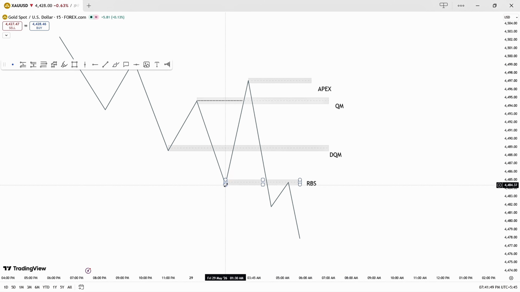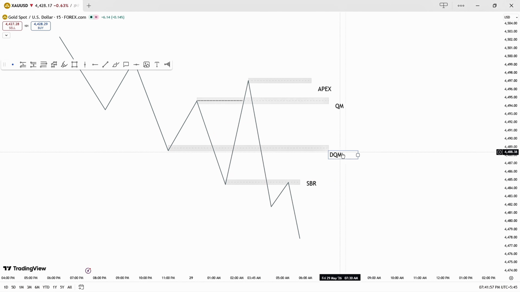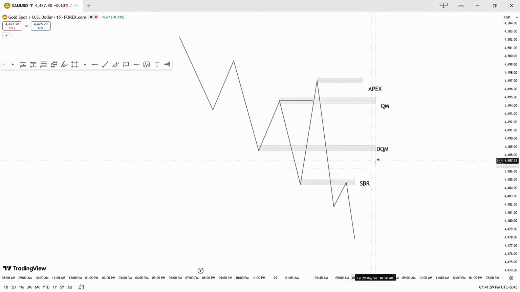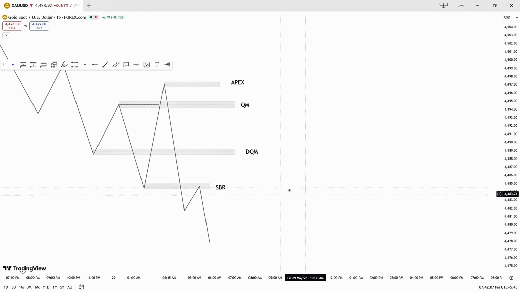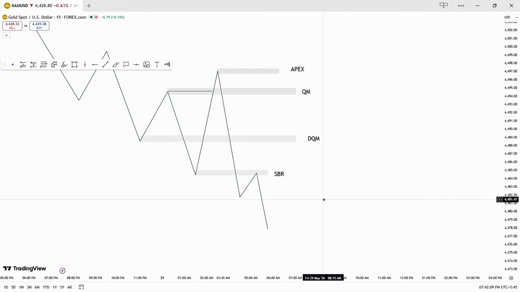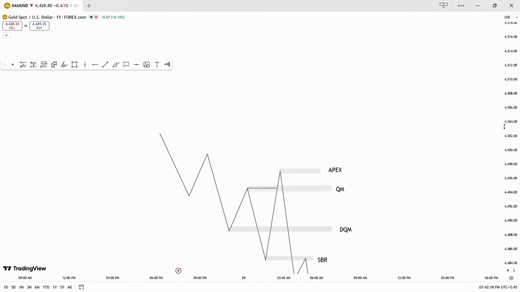First it was the support, and it broke by this move, and it becomes the resistance, so it becomes the SBR level. And we can see it is already the DQM level, and it is the QM level, and it is the apex level. You can see it is the bearish scenario. I already showed you the bullish scenario, and this is all about the zones and the market structure. And let me show you in the bigger picture also.